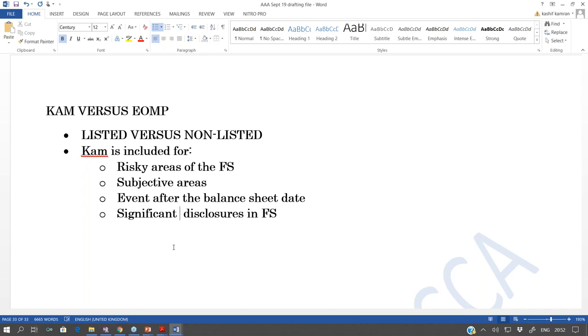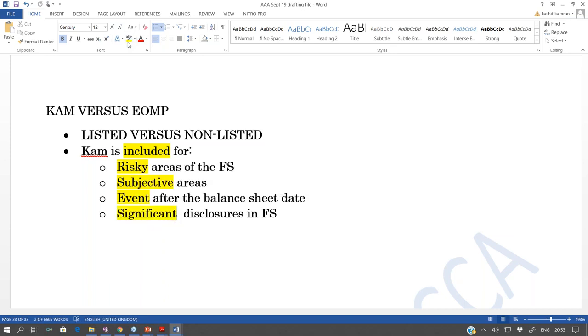If there is a risky area which is wrongly recognized, can you give CAM? If there is a subjective area which is wrongly calculated, can you give CAM? If there is an event after the balance sheet date which is not adjusted, can you give CAM? If there is a significant disclosure which is wrongly given, can you give CAM? So what is an attribute of CAM? CAM is included for risky areas, subjective areas, events after the balance sheet date, and significant disclosures.